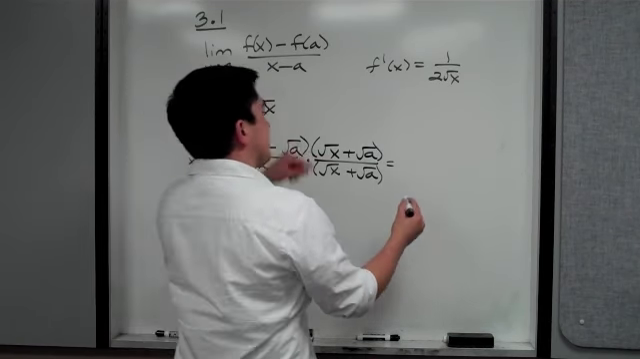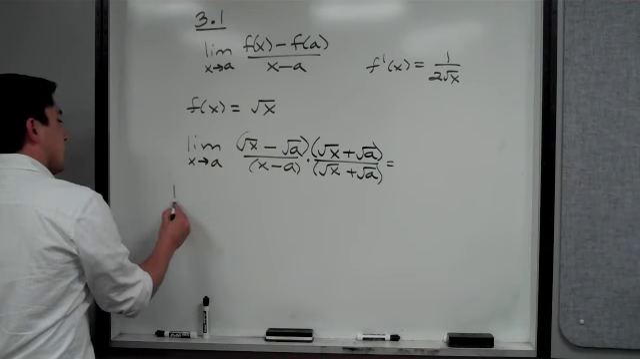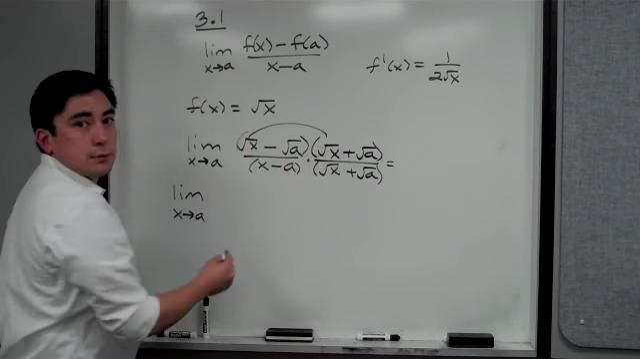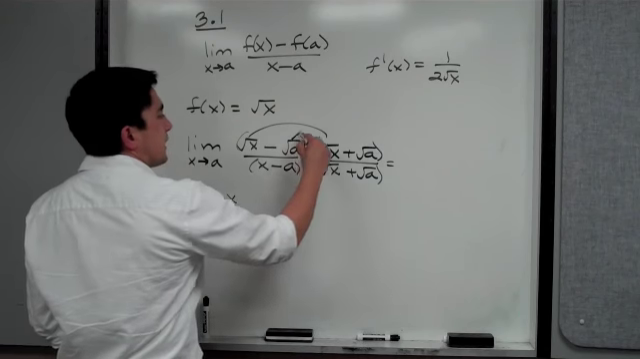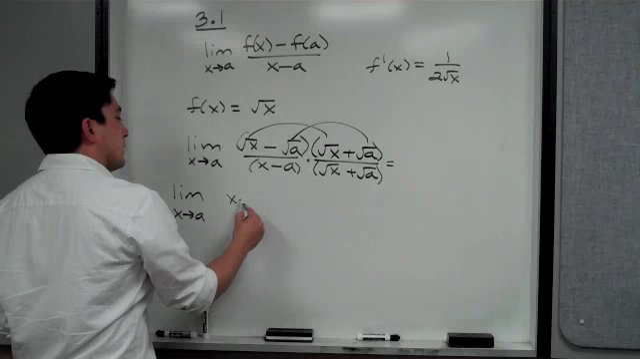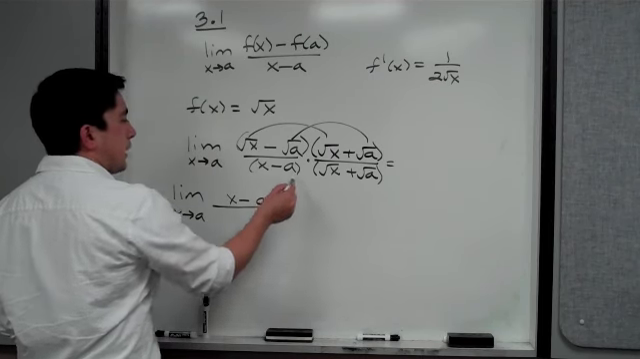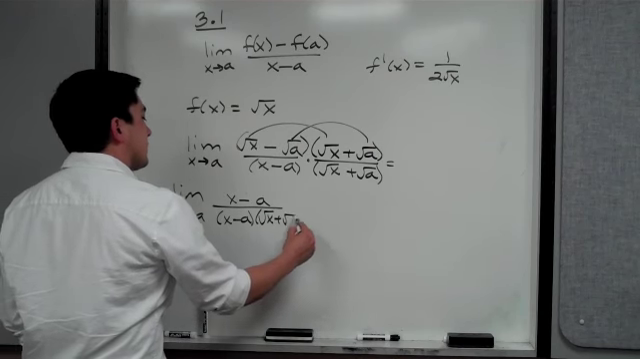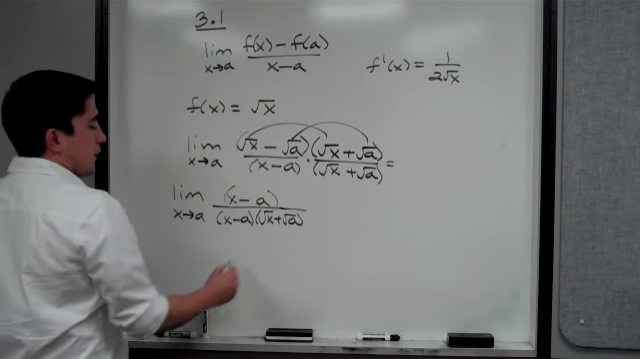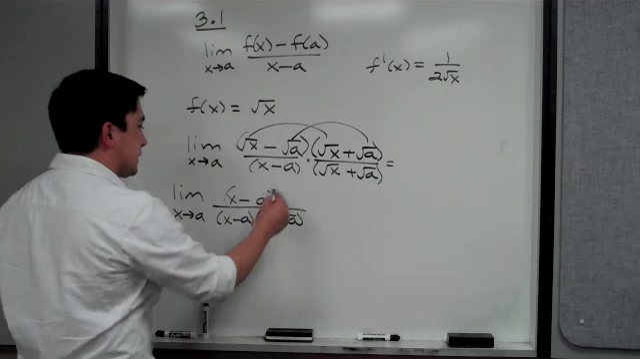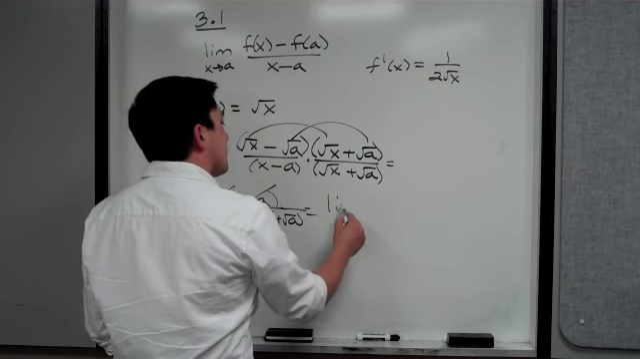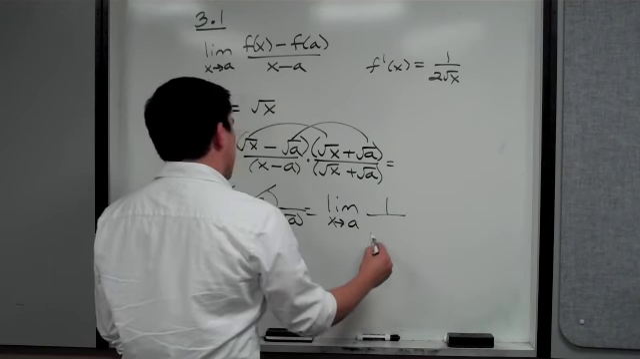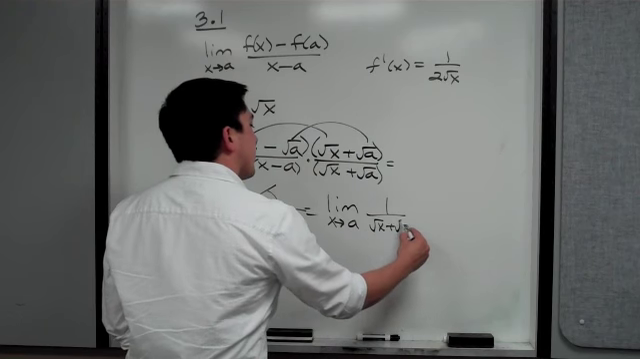So therefore, if I were to actually distribute this, actually I'm going to write it here, the limit as x approaches a, root x times root x is x, negative root a times positive root a is just negative a, and on bottom we're left with x minus a times root x plus root a. Okay? And notice here, top and bottom, you have the same parentheses. Those cancel out. We're left with the limit as x approaches a of 1 over root x plus root a.